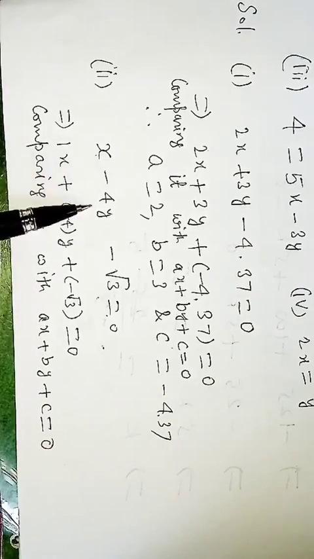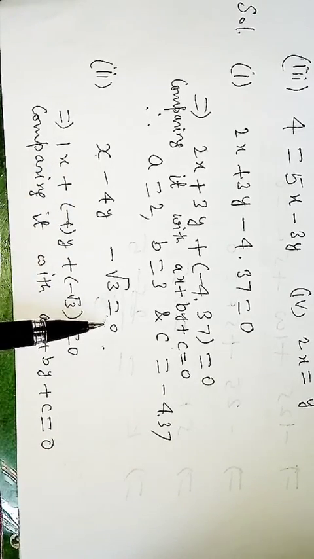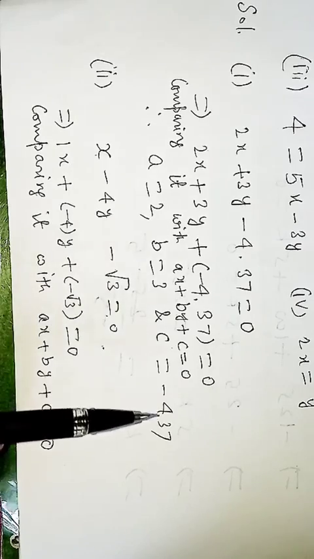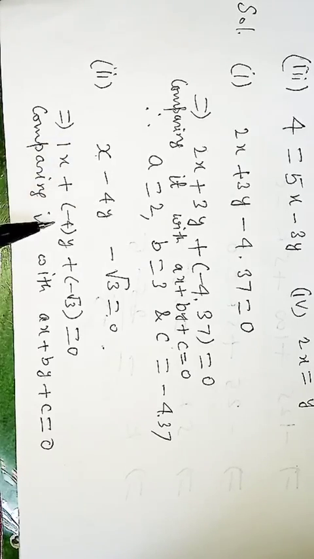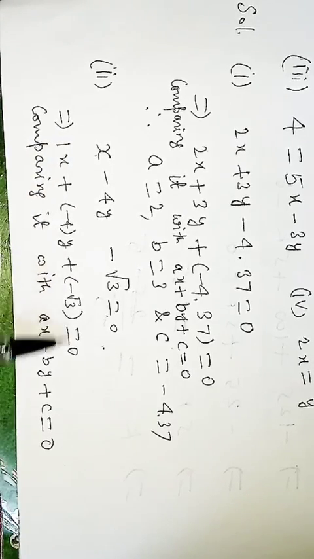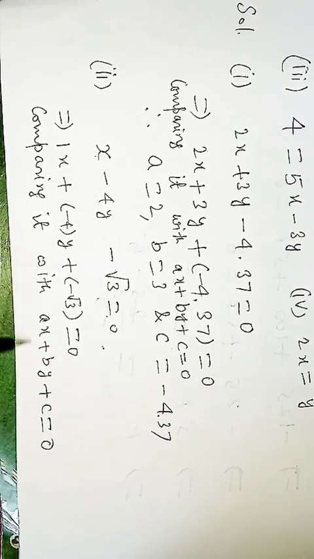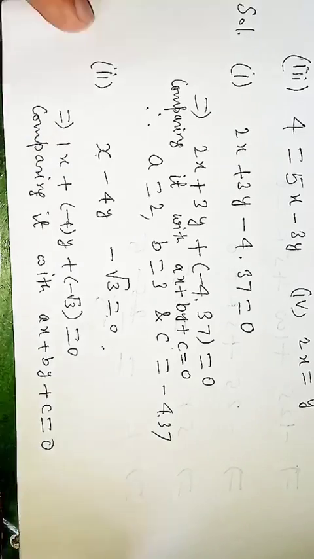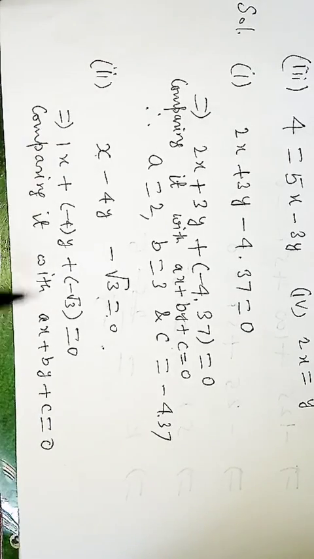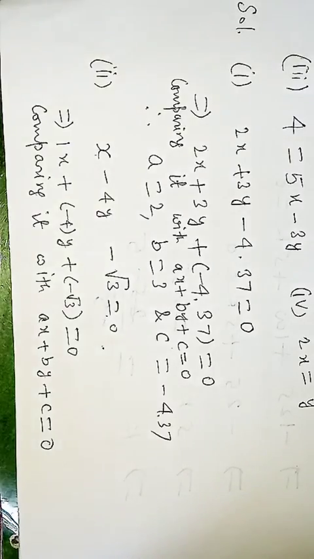Now x minus 4y is equal to root 3. In the given question we transfer root 3 to LHS. Now x can be written as 1x because 1 is hidden here. This can be written as minus 4 into y. This can be written as plus minus root 3 is equal to 0. Now comparing it with ax plus by plus c is equal to 0, we have a is equal to 1, because a is the coefficient of x. Here 1 is the coefficient of x. So a is 1, b is minus 4 and c is minus root 3.